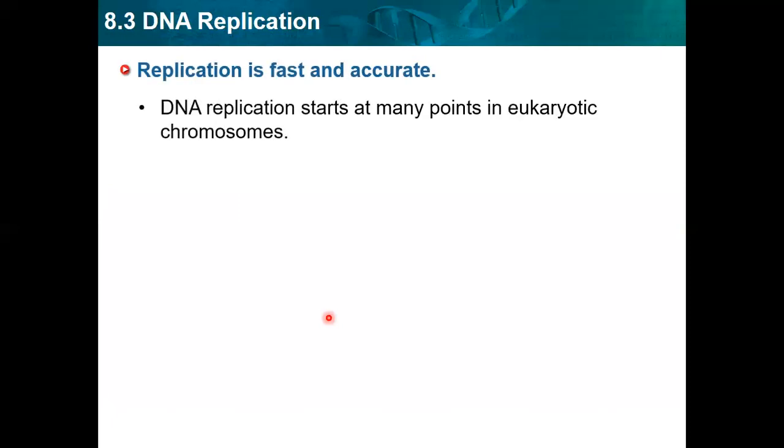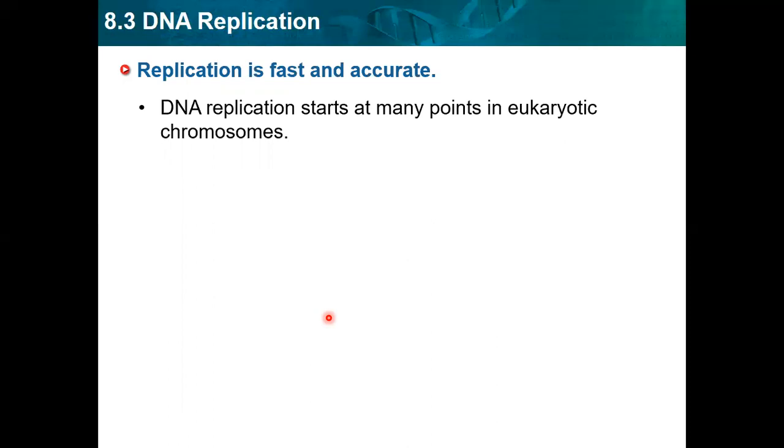Replication is usually fast and accurate. DNA replication starts at many points in eukaryotic organisms. Remember, we've got two types of organisms, prokaryotes and eukaryotes. If you can still remember from the lower grades, we mentioned the differences between the prokaryotes and the eukaryotes, and we said the prokaryotes are organisms that don't have a nucleus, neither do they have membrane-bound organelles. So the organelles are naked organelles. They don't have a membrane covering or protecting them.